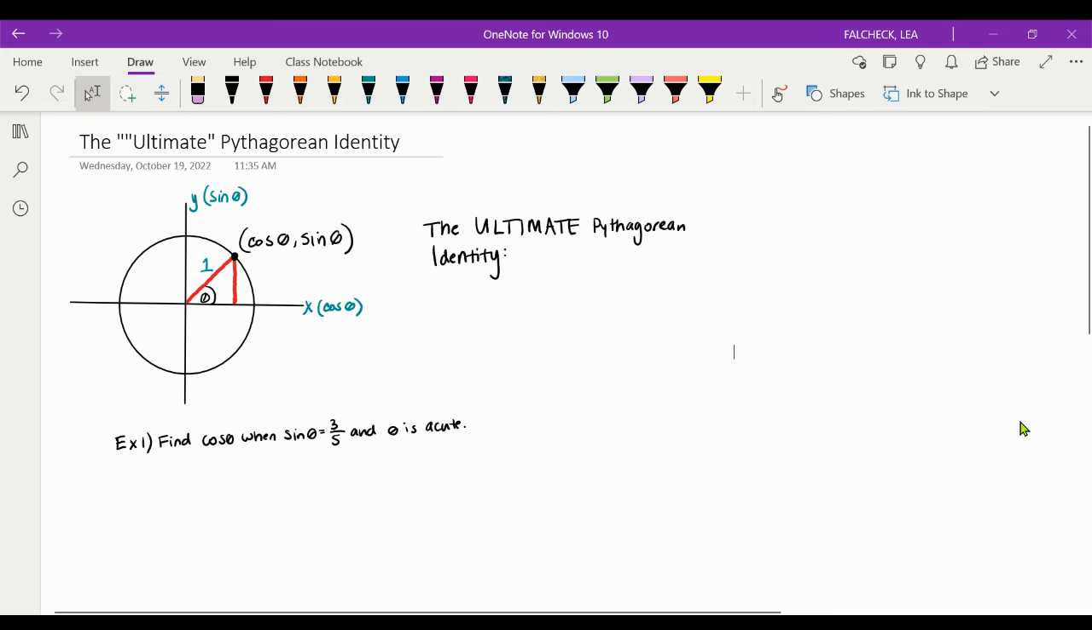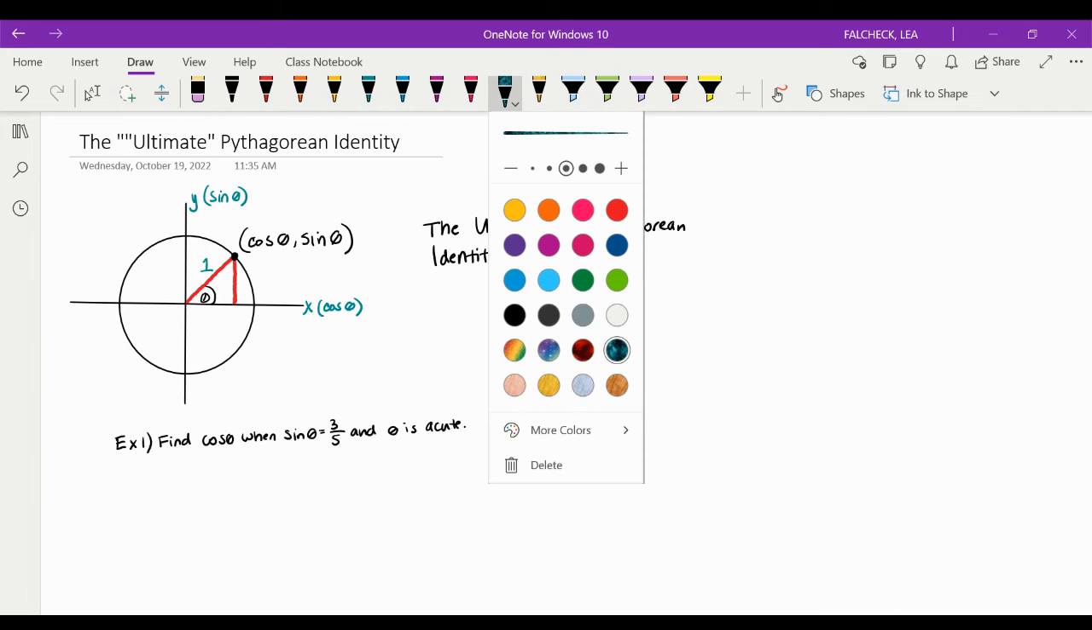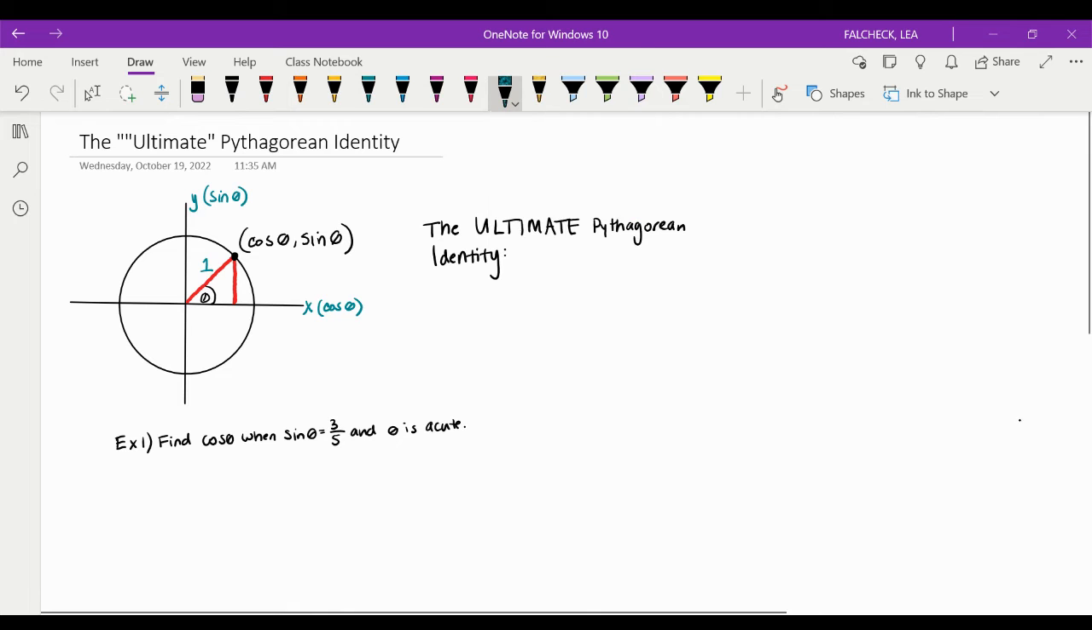Hello. Today we are going to talk about the ultimate Pythagorean identity. The ultimate Pythagorean identity is sine squared theta plus cosine squared theta equals 1.